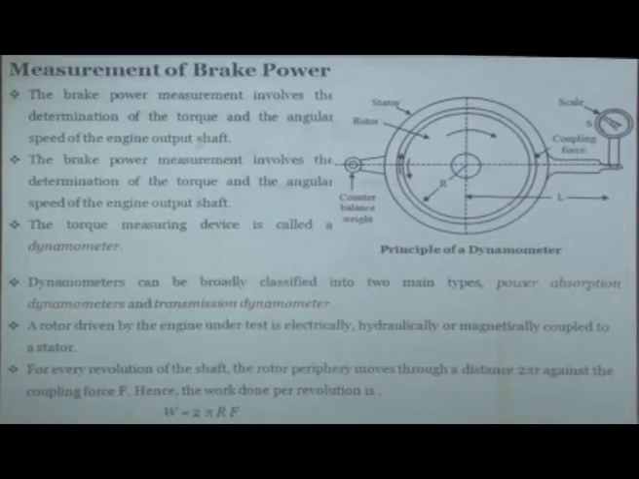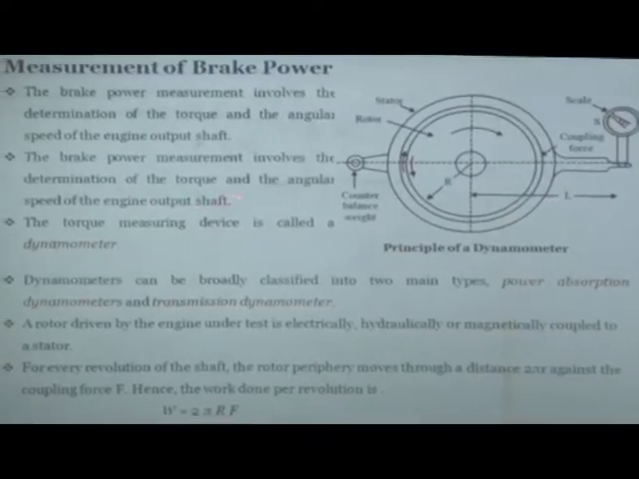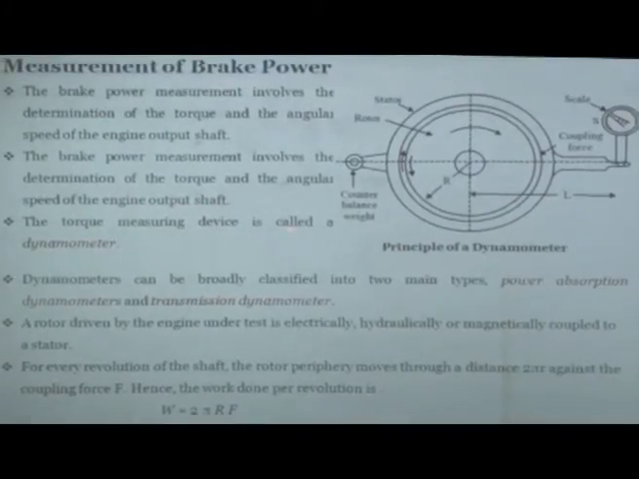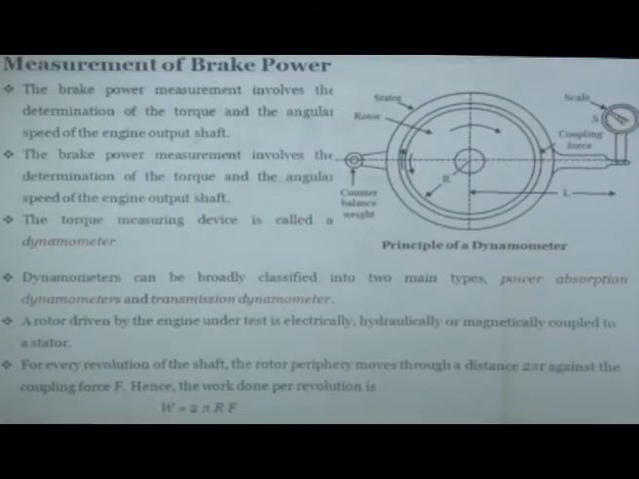P is the power, N is the speed of the engine, and T is the torque. So, the brake power measurement involves the determination of torque and the angular speed of the engine output shaft. The torque measuring device is called a dynamometer. So, whenever you hear this word dynamometer, you will immediately say that this is nothing but a torque measuring device.